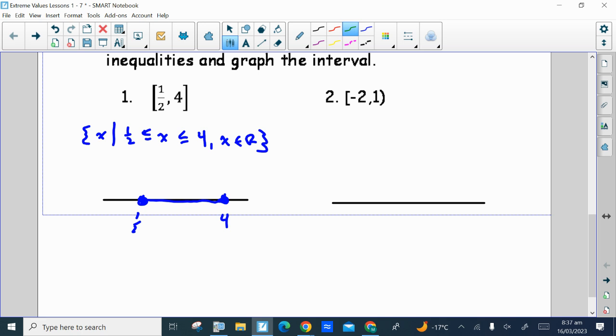For question 2, the -2 is included, but the 1 is not. So all values x such that x is greater than or equal to -2, but only less than 1. And again, x belongs to the set of real numbers. So from -2 to 1, again, the -2 is included, the 1 is not. So the open dot on the 1 shows that it's not included.